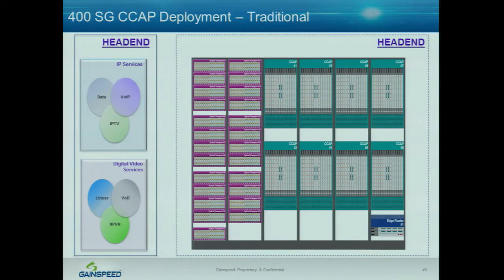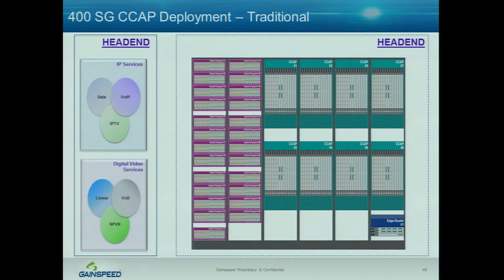So what does this do to the head end? This is a representative view of a 400 service group CCAP deployment using a representative CMTS. The picture really doesn't change if you change the vendor here, and maybe you might recognize the chassis here. Depending on how many CMTSs you put in a rack, here we're showing two large chassis in a rack. Some operators only put one in a rack.